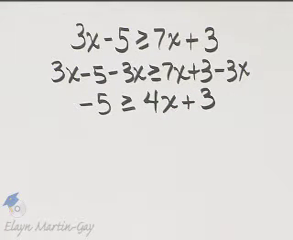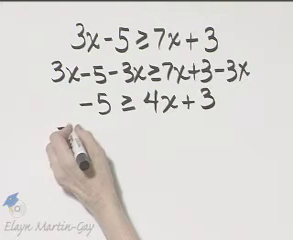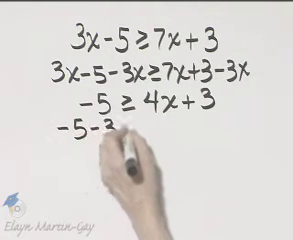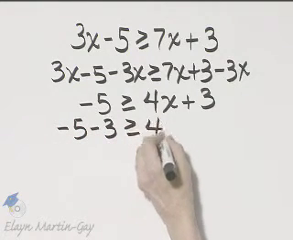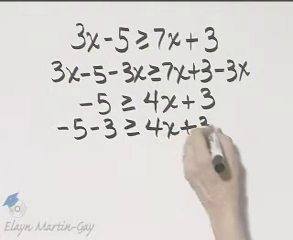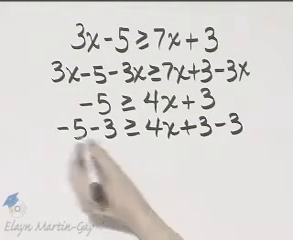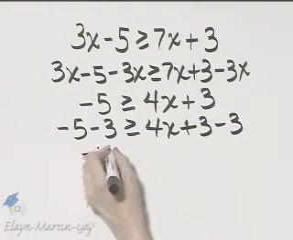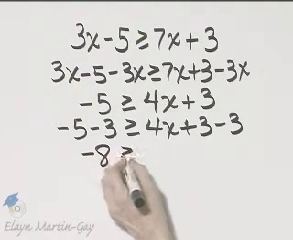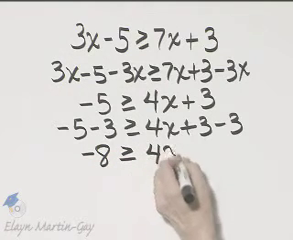Now I will subtract 3 from both sides. So here's my left side, subtract 3. And here's my right side, subtract 3. Negative 5 minus 3, that's negative 8. And that's greater than or equal to 4x.